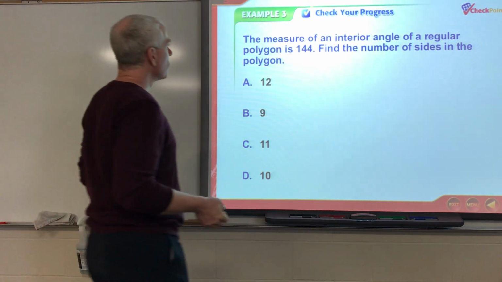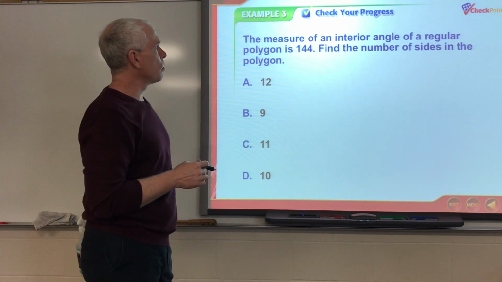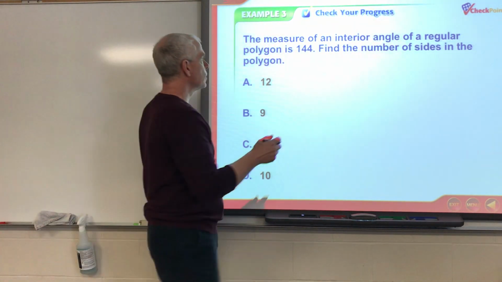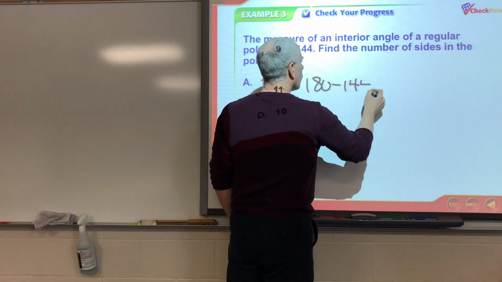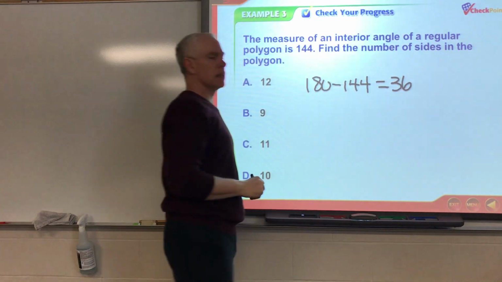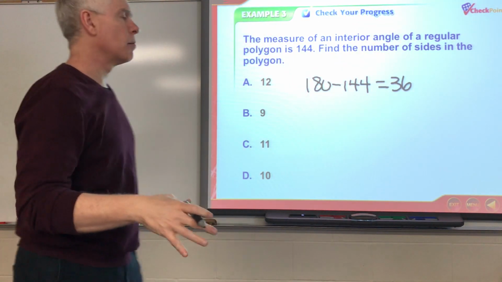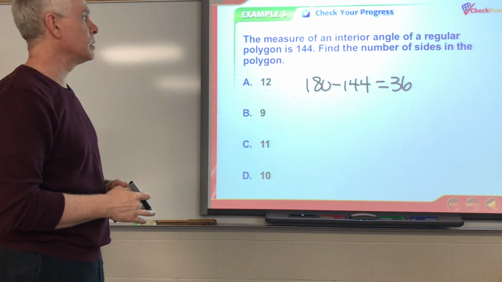Okay, so the measure of an interior angle is 144. I'm supposed to find the number of sides. So I'm going to go 180 minus 144, and I'm going to get 36. And that 36 is going to represent the measure of the adjacent exterior angle, because the interior and exterior angles have to be supplementary.